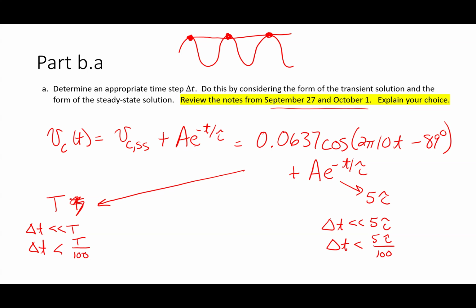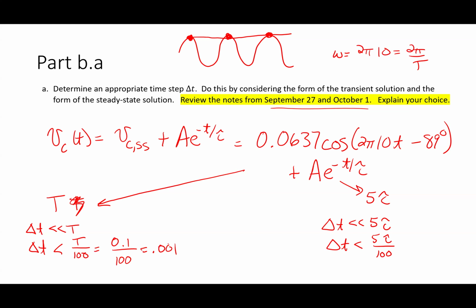So in this case, I plug in my T. What's my T? My frequency is 2 pi 10, which is 2 pi over T. So T is 0.1, 1/10. And so this ends up being 0.1 divided by 100, based on the numbers that I have, or 0.001.